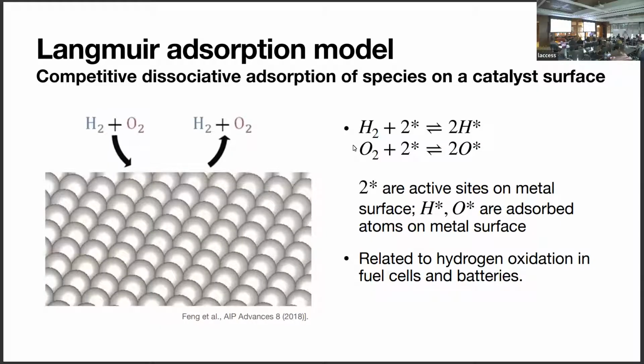So here, Langmuir adsorption is a process where you have competitive dissociative adsorption on a catalyst surface. Imagine that you have some metal surface, and, for example, hydrogen and oxygen are adsorbing onto the surface, and you'd like to understand the coverage equilibrium. This is needed, for example, for hydrogen oxidation in fuel cells and batteries.